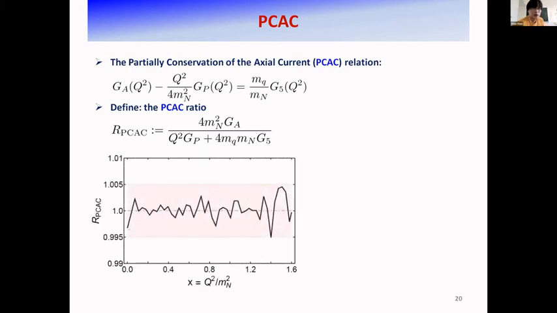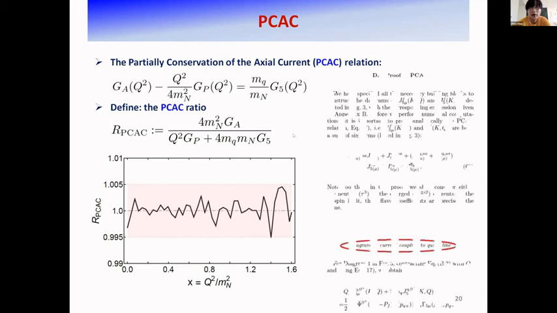In this panel, we show our directly computed PCAC ratio. This black solid curve is our directly computed result. These oscillations are due to numerical precision. We can see that our computed R_PCAC is almost equal to 1 within 0.5%. So it is safe to claim that we prove the PCAC ratio in our framework numerically.